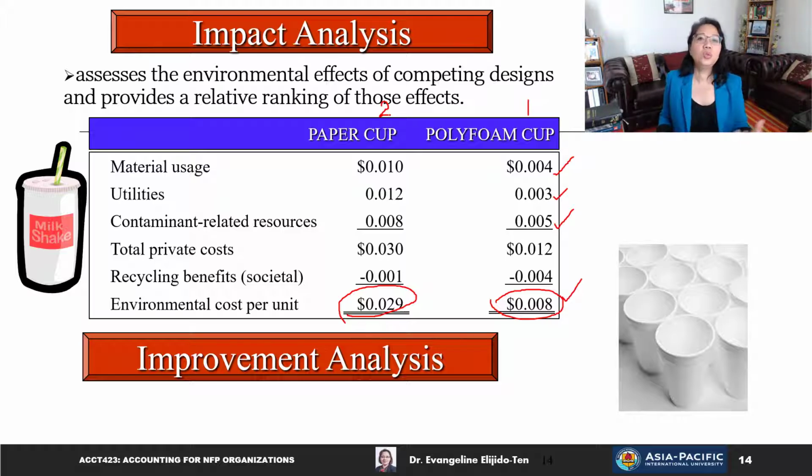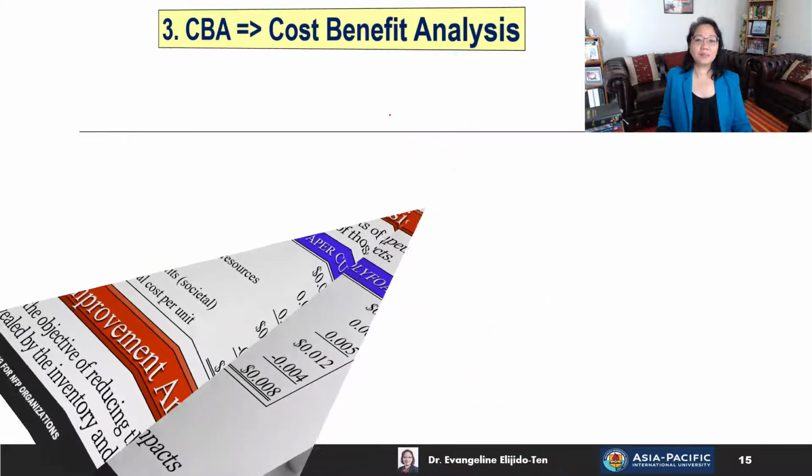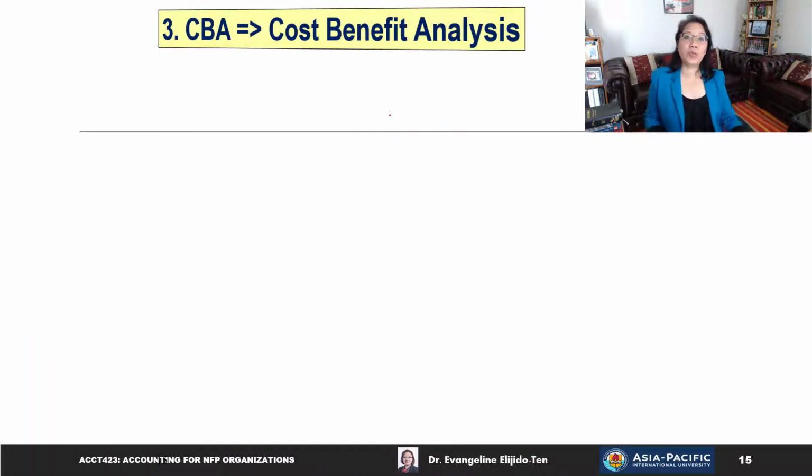Can we use a different type of machinery so that it doesn't use a lot of electricity and utilities in its manufacture? If it can, then we have achieved the objective of improving the product in order for it to become more environmentally friendly. And so this is part of life cycle costing and life cycle assessment analysis. All right, let's go to number 3.